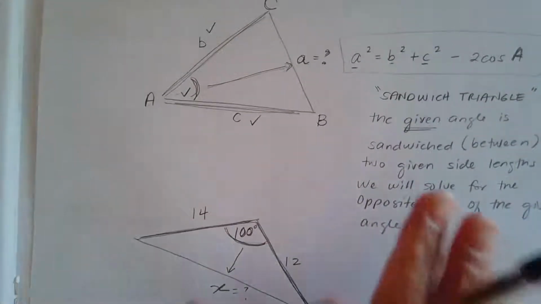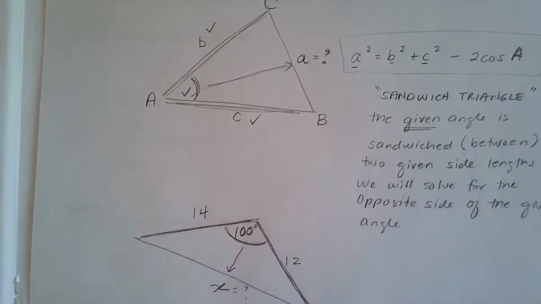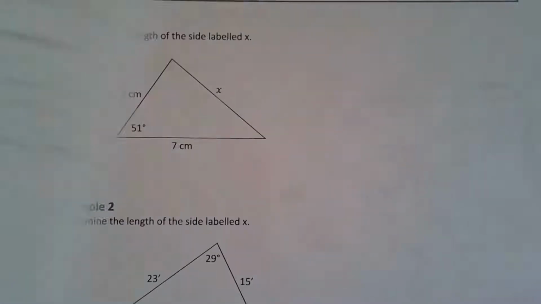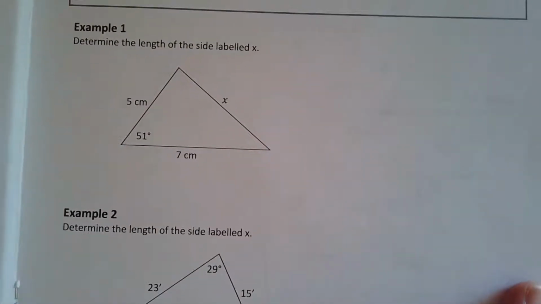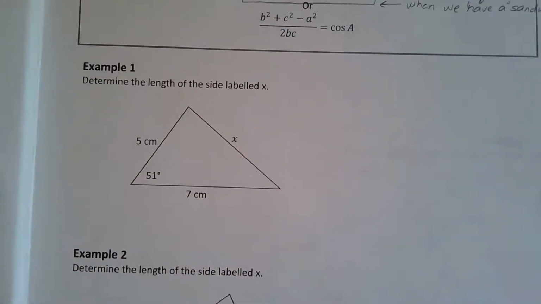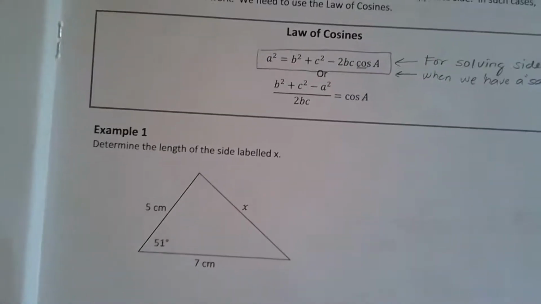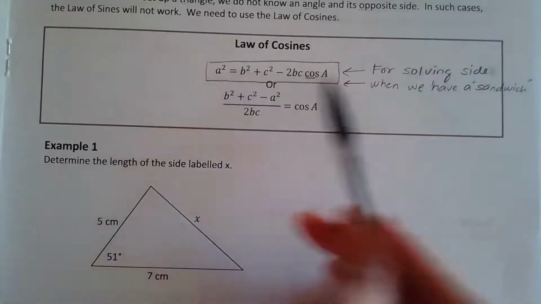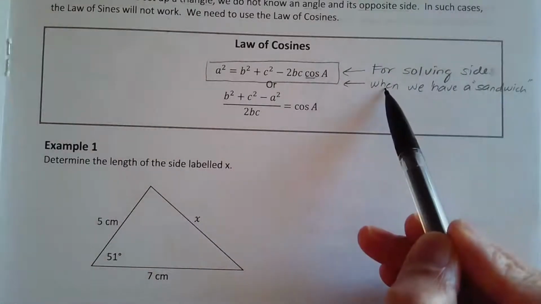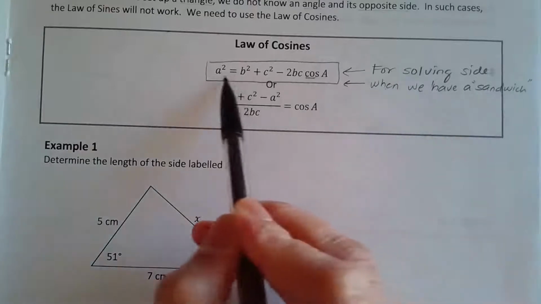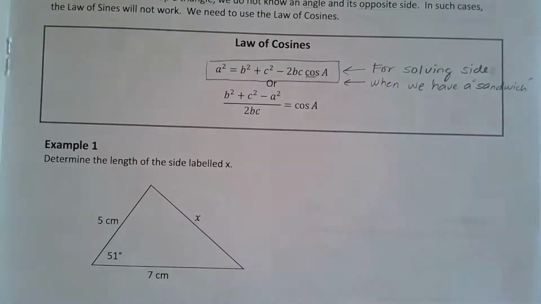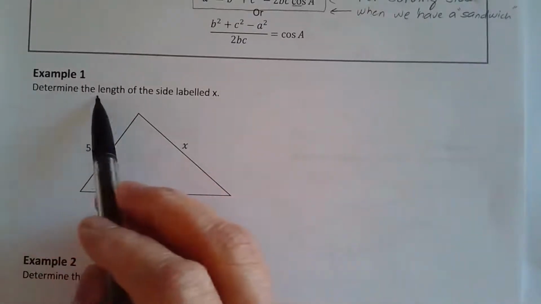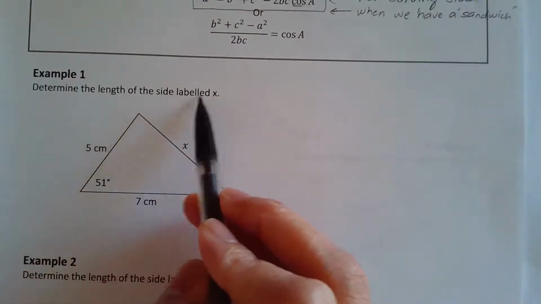This one, I'm going to put on the blog as well. I'll scan it, so if you didn't get to write down everything, it will be there. We have two examples in here. Like I said earlier, we're only going to be focusing on finding the side. For solving the side, when we have a sandwich, we're going to look at this formula. Okay, so let's go ahead. Determine the length of the side labelled x.